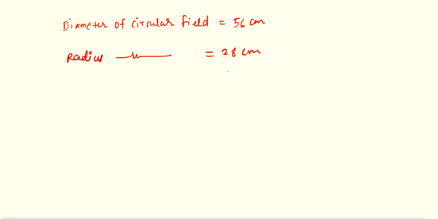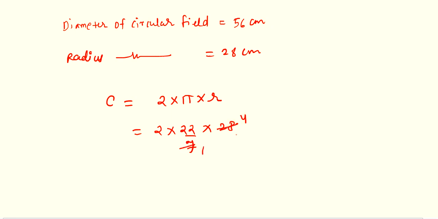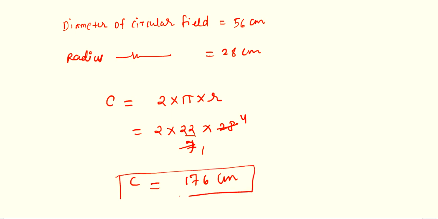Now find the circumference. The same formula you have to use. Circumference equals 2 into pi into r. So 2 into pi 22 by 7 into r 28. 7 ones are 7, 7 fours are 28. Then 22 into 4, 88, 88 into 2, 176. So circumference is 176.